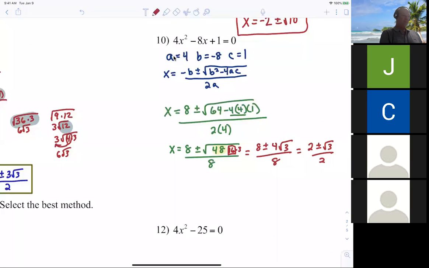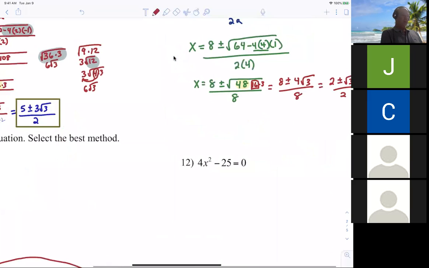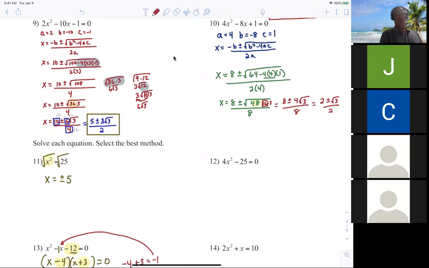All right. Now, the next is you have to decide. You can solve by taking the square root. You can solve by factoring. You can solve by using the quadratic formula. I'm going to try to now go through the next set of problems and show you when and how to determine what's the best action to solve the quadratic equation.